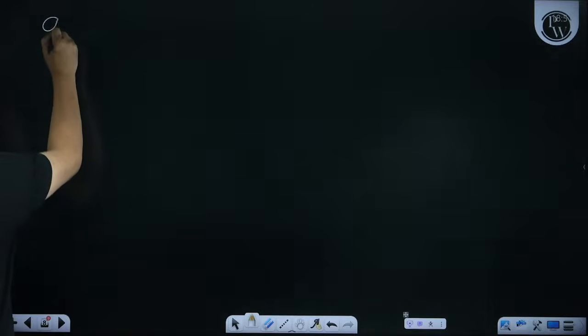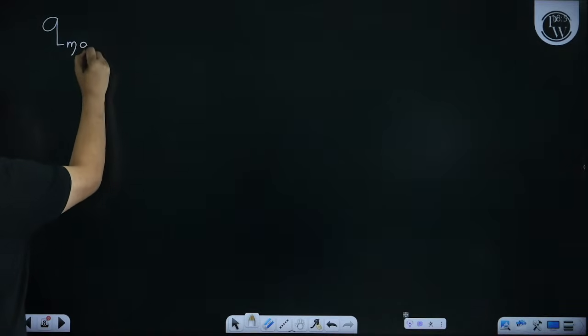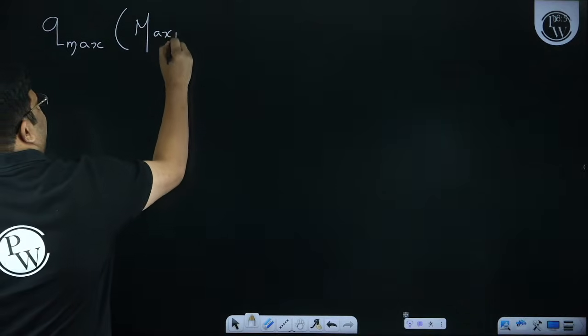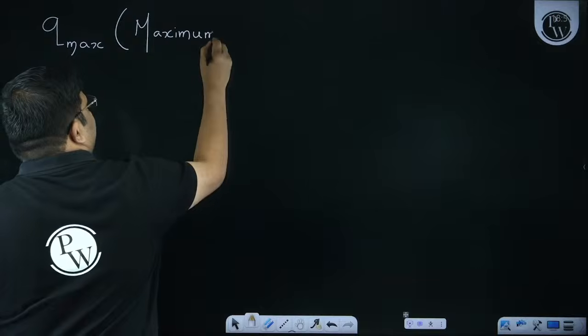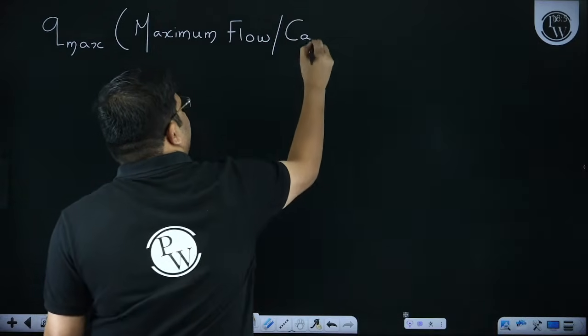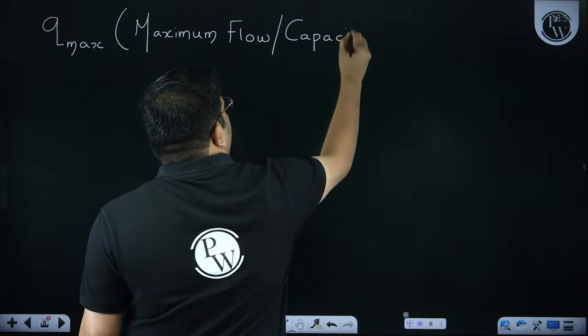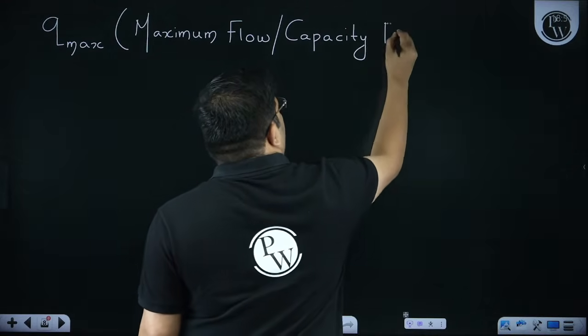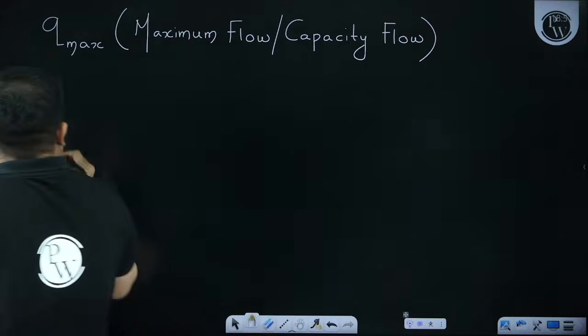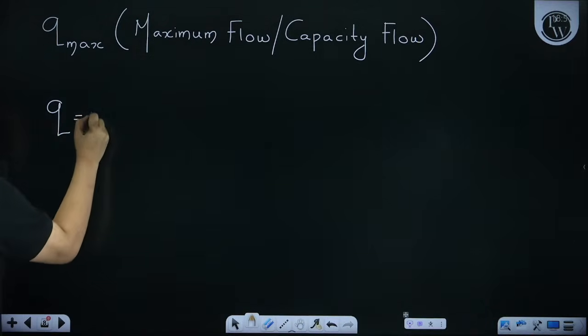So I will see the condition for maximum flow. This is maximum flow, or I can say capacity flow. Now Q is equal to K into V.